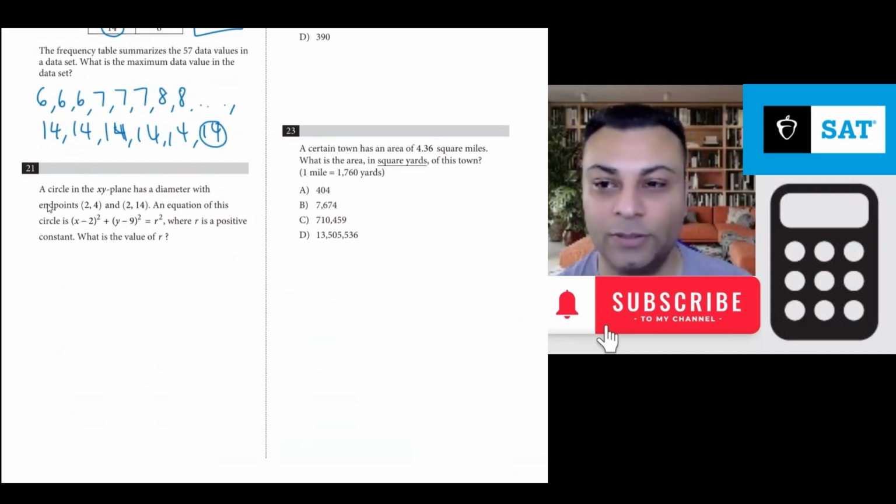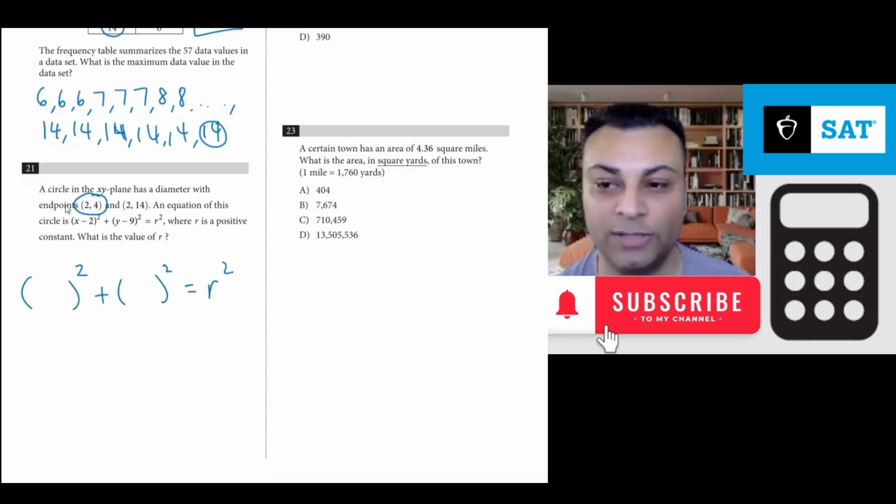Question 20. A circle in the xy plane has a diameter with endpoints 2, 4 and 2, 14. An equation of this circle is x minus 2 squared plus y minus 9 squared equals r squared, where r is a positive constant. What is the value of r? So what you could do is to plug it in. That's one way. You plug in 2 and let's use 2 and 4 for this. So we would have 2 for the x. So here's what I'm going to do. Plus all this squared equals r squared.